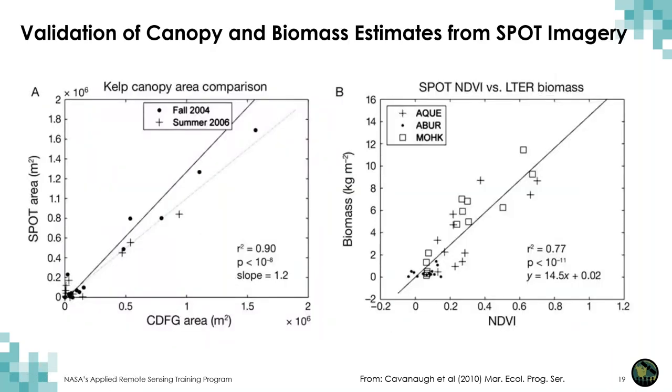Now, the SPOT-based canopy area correlated very highly with the in situ monitoring canopy data compiled by the CDFG, or the California Department of Fish and Game, shown here in the left hand figure, the graph. And the authors also showed how indices such as the NDVI again can be used to estimate kelp biomass, as we see here in the right hand figure. And this shows again the potential for using multispectral imagery for kelp monitoring, at least at the canopy level.